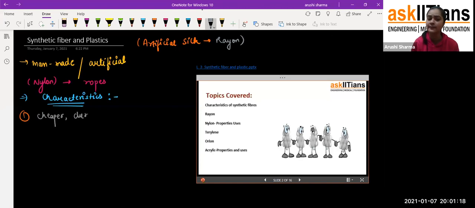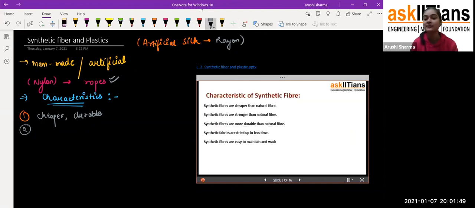more durable. For example, if we talk about nylon ropes, like the ropes we use in our houses, if they are made of nylon fiber, then they are long lasting. It's not like after 10 or 15 days they are going to break down, they are long lasting. Second thing, synthetic fibers are fire resistant and they are cheaper.